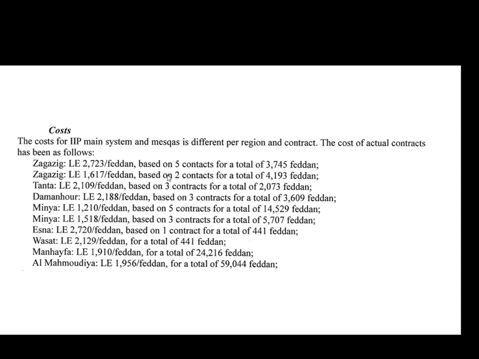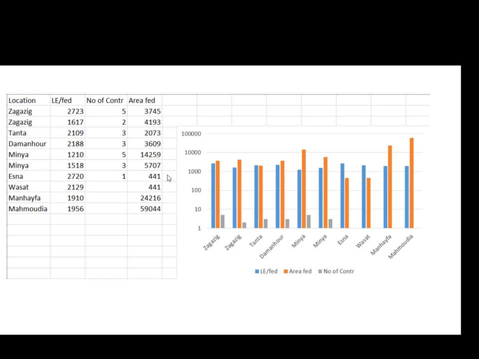The next section is to convert a paragraph into a table and to turn the table into a graph. Here is part of a paper that shows us the cost of irrigation improvement project main system and mesqas, which is different per region and contract. The cost of actual contracts has been as follows, and the paragraph doesn't look okay. We put it in a table and we convert the table into a chart.